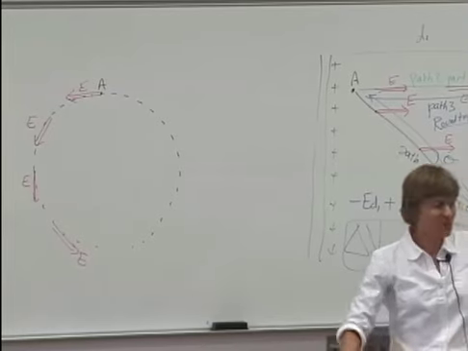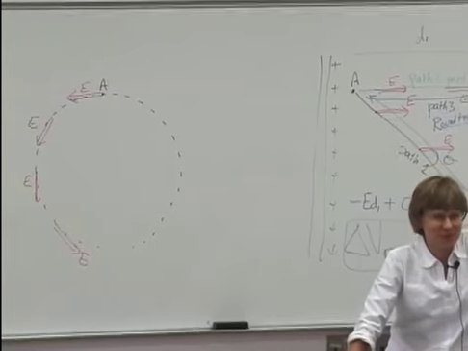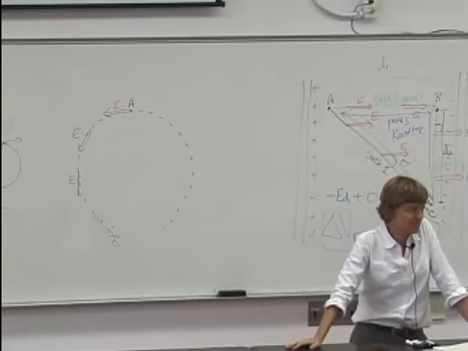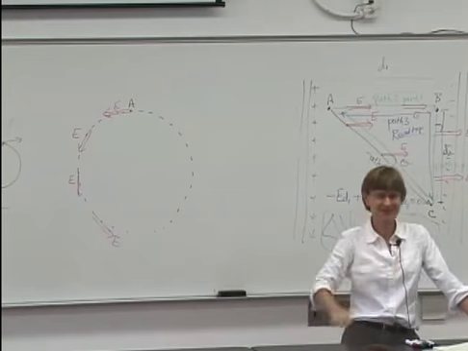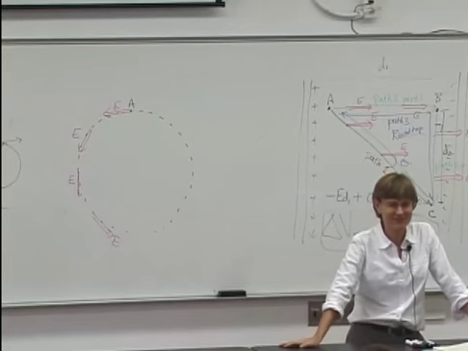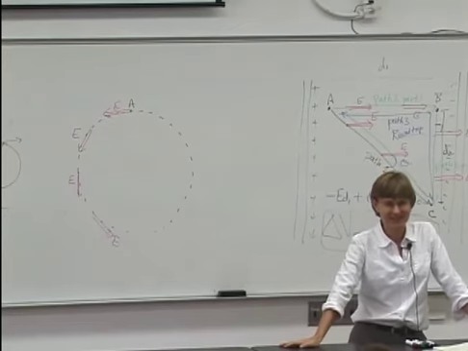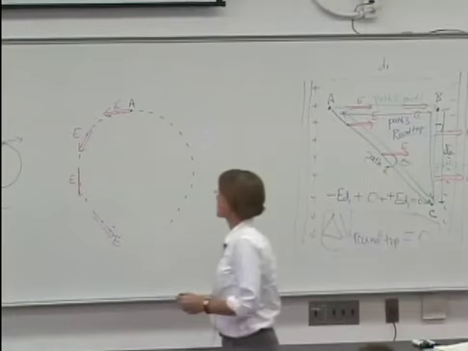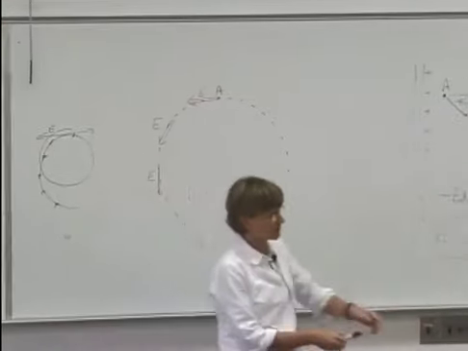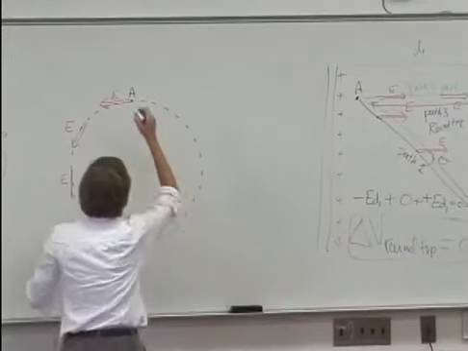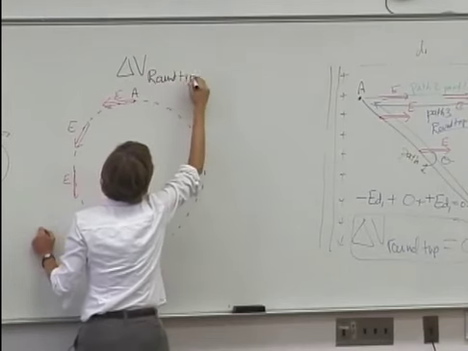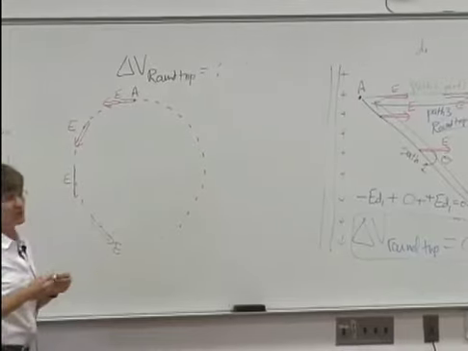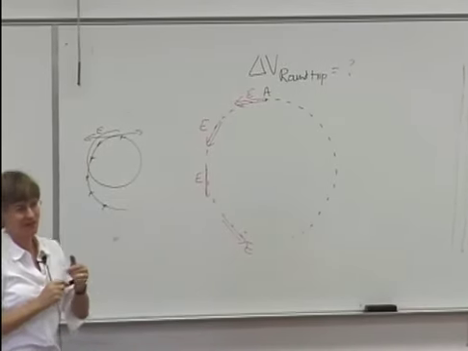Okay, can anybody explain why it's actually impossible? Not because you need an infinite number of point charges. I can get a lot of point charges. Suppose we had this, okay? What would delta V round trip be for this path?